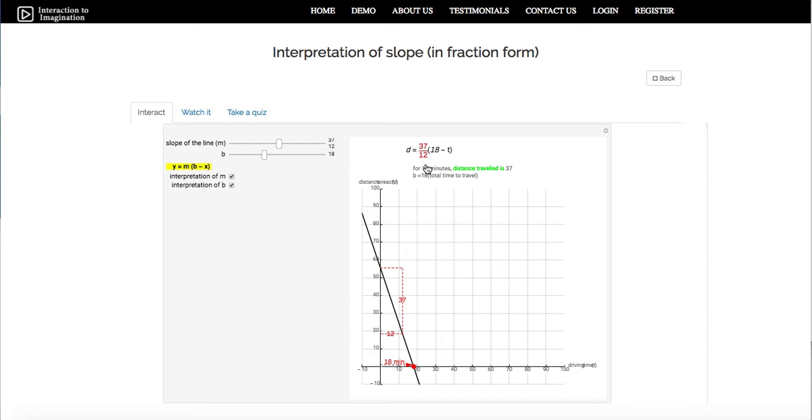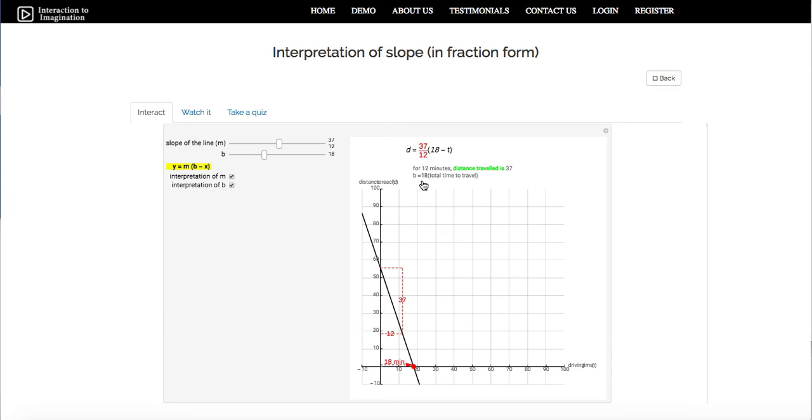Now, in other words, basically that means that from one point to another point on this line, you rise up 37 units and you go over 12 units. And that's where this slope comes from, 37 over 12. In other words, for every 12 minutes that goes by in time, the distance traveled is 37 units.